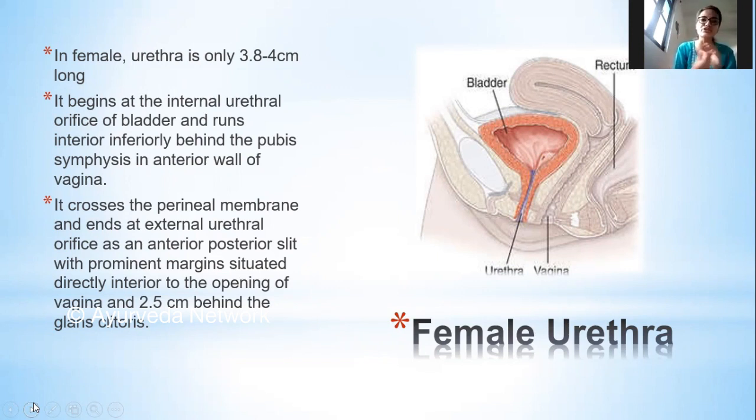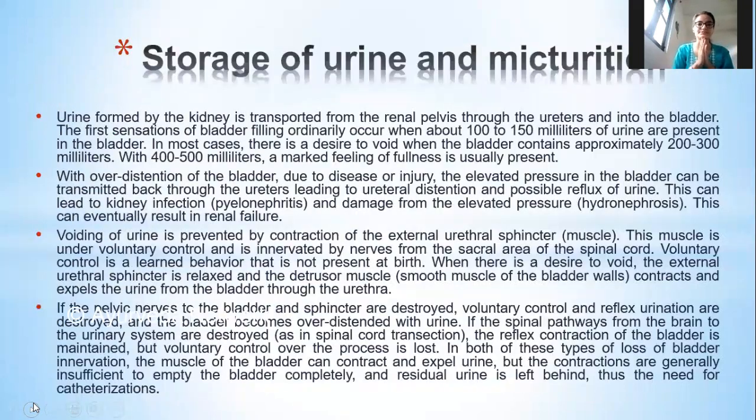From the internal urethral orifice, it runs inferiorly behind the pubic symphysis, and it goes near the vagina. Now, how do you find it? I hope you have studied gynecology very nicely. When a woman is lying in lithotomy position, you will find the opening of this urethra 2.5 centimeters behind the glans of the clitoris. It will be a little upward to the vagina, about 2.5 centimeters away from the clitoris.